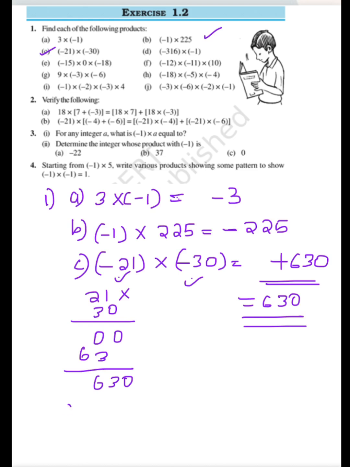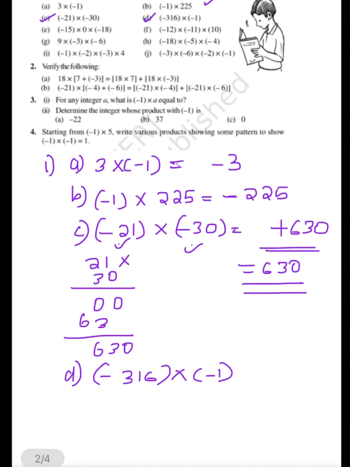Now let's see D. What is D? Minus 316 into minus 1. That means what? What is 316 into 1? 316 into 1 is 316. Now since there are two minus signs, minus here, minus here, minus into minus is plus. Or you can write this as 316. So the answer will be 316.